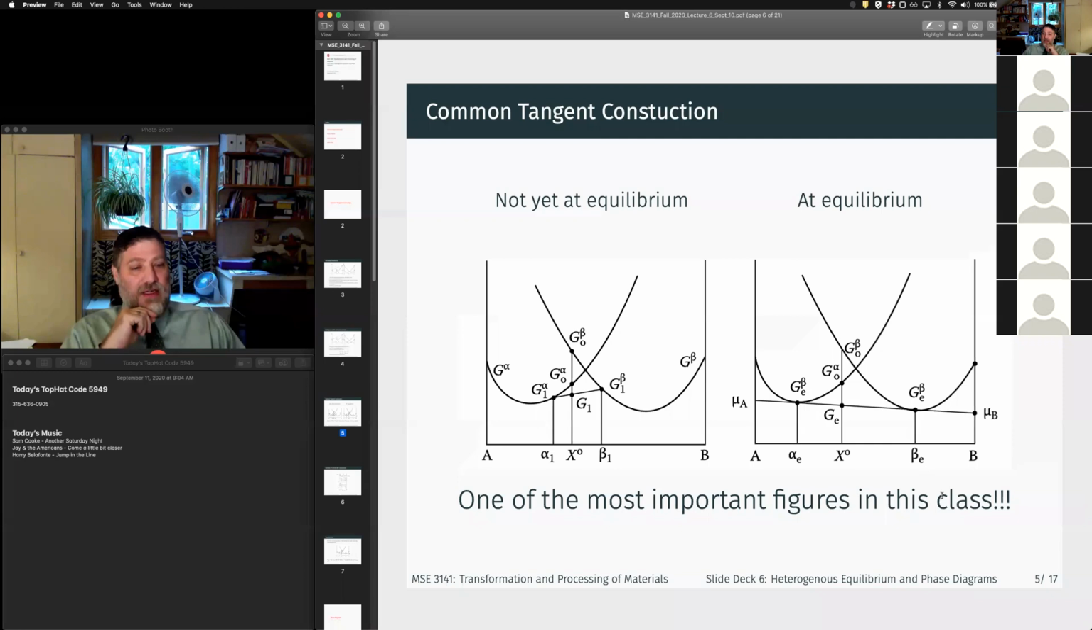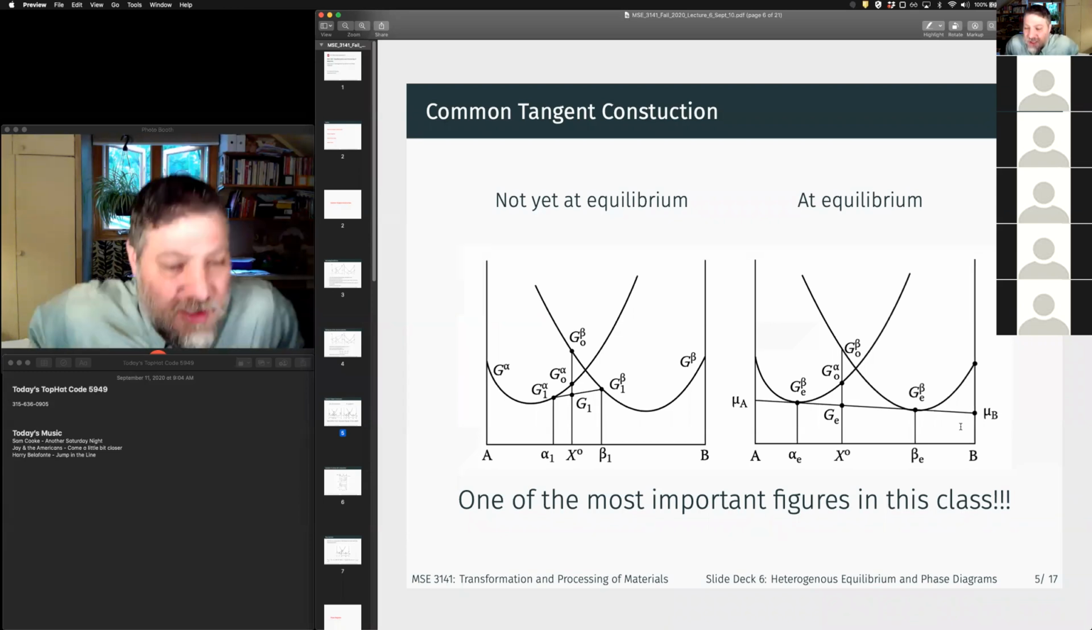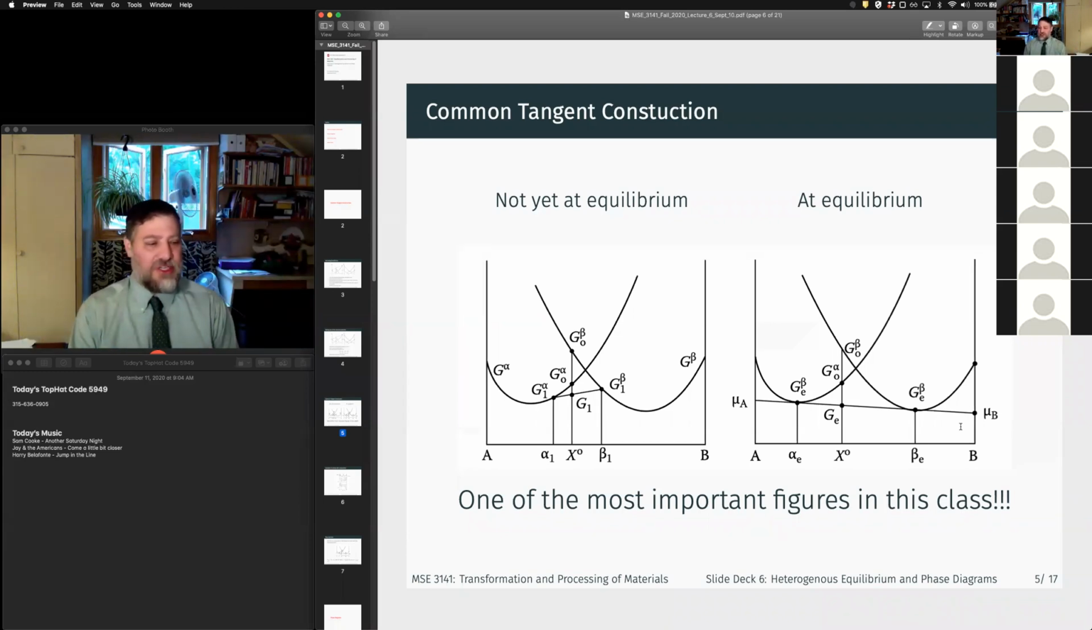I really can't stress enough, it's a really simple idea. The definition of equilibrium is where the chemical potential of each species is the same in all the phases, because the chemical potential of A doesn't have to equal the chemical potential of B. I want to be clear, I said that a little too quickly, saying 'of' instead of 'for'.